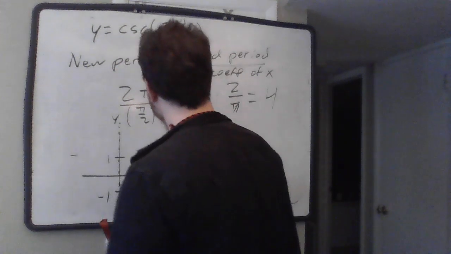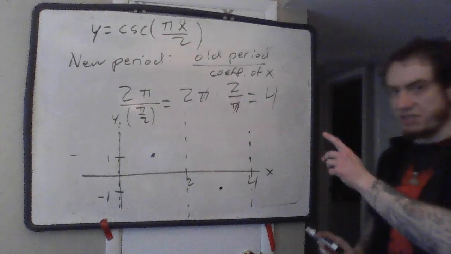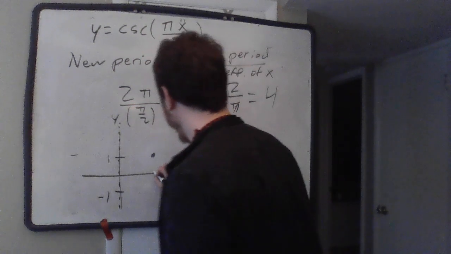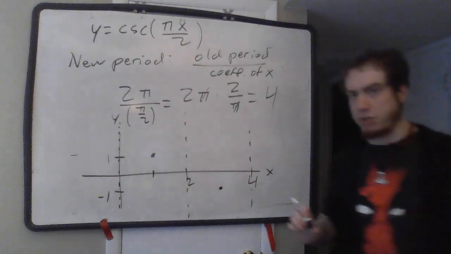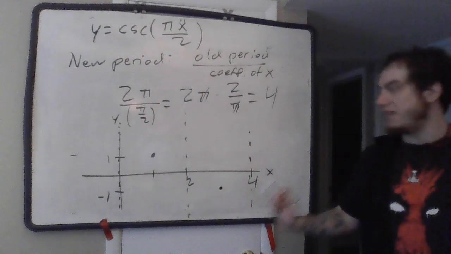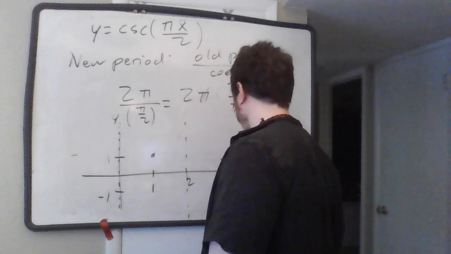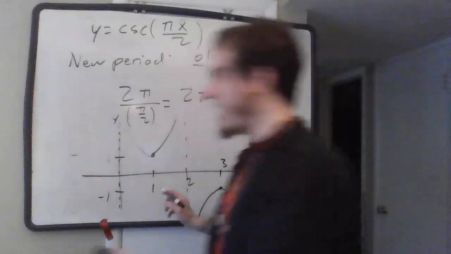And we have the vertices of our U-shapes, which are going to be halfway in between each of these vertical asymptotes. If you look back at what the graph looked like, they're halfway between the asymptotes. So that's going to be at 1 and at 3. Otherwise, we just get this U shape here.